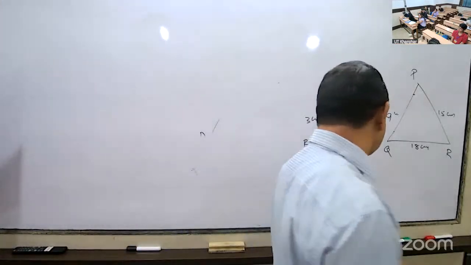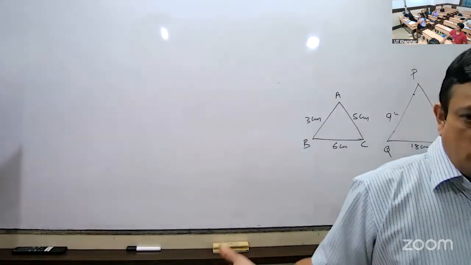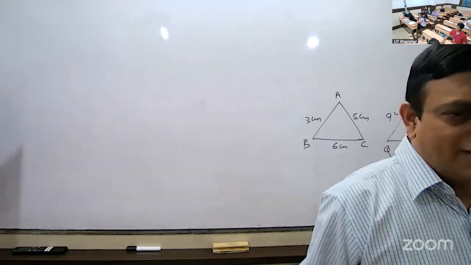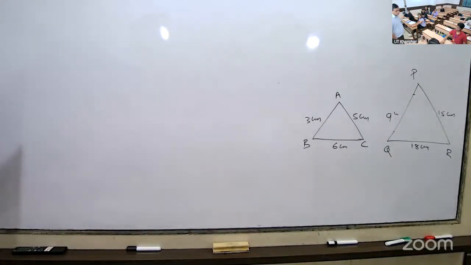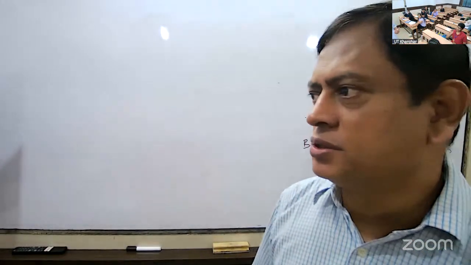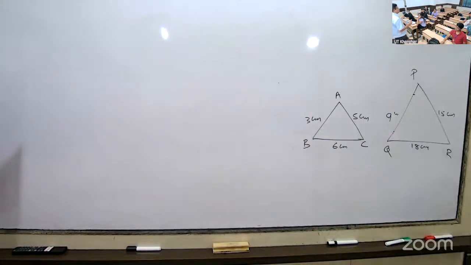Okay, now to prove this by SAS similarity, what should be given? SAS similarity: side, angle, side. Two corresponding sides and the angle between them. Two corresponding sides should be in the same ratio, that is, proportional, and the included angles should be equal.